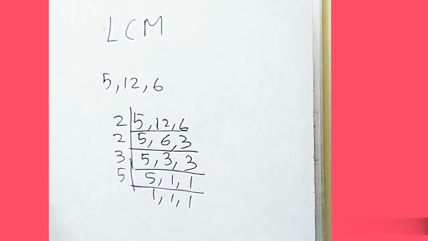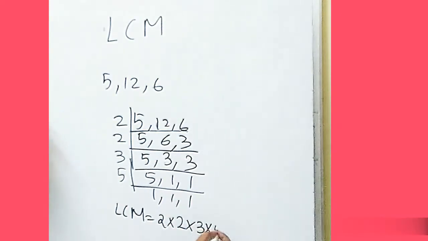Now we'll multiply. LCM is equal to 2 into 2 into 3 into 5. Now 2 twos are 4. Then 4 threes are 12. 12 fives are 60.